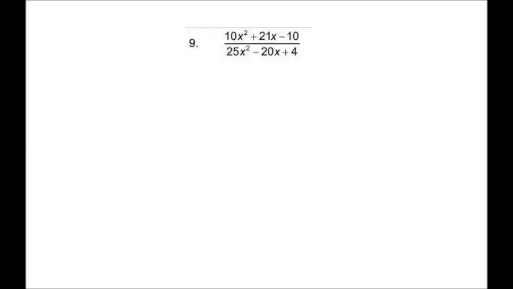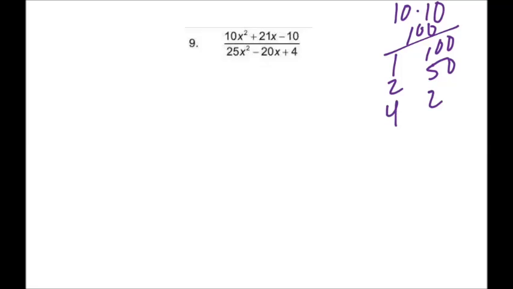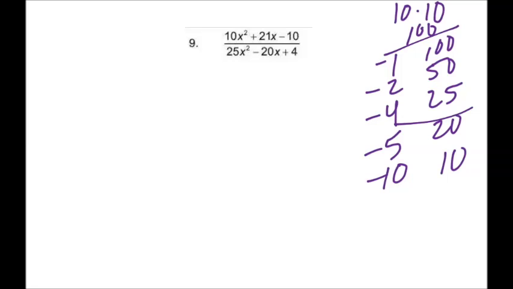Okay, on the top one you're going to find the factors of 10 times 10, which is 100. So you've got 1 and 100, 2 and 50, 4 and 25, 5 and 20, 10 and 10. Signs are different. Large one's positive, so the small one must be negative, and they have to equal 21.